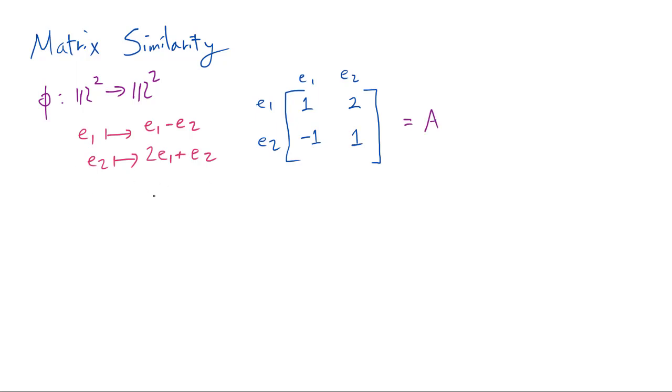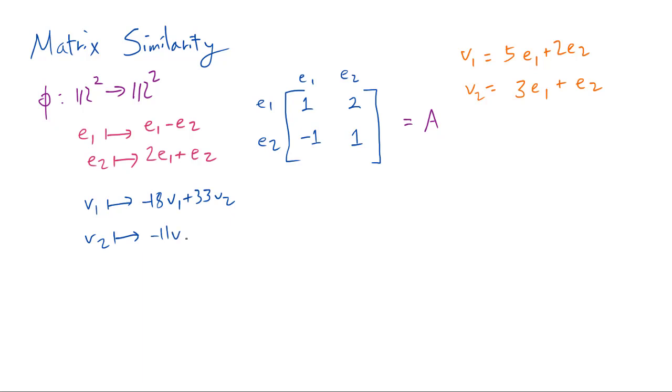But now, let's try changing the basis. Let's say I give you V1 and V2, where V1 is 5E1 plus 2E2, say, and V2 is 3E1 plus E2. I leave it up to you to think about why V1 and V2 are linearly independent and in fact a basis of R2. But something you can realize is that the same phi, so exactly same linear transformation phi here, is going to send V1 to negative 18 V1 plus 33 V2, and it's going to send V2 to minus 11 V1 plus 20 V2. This is something you can just check explicitly if you really want to.